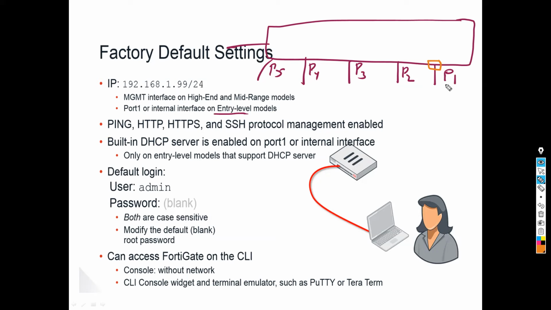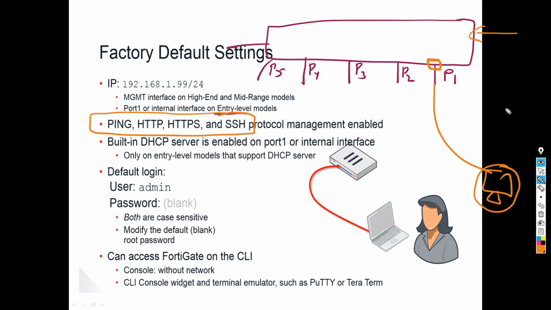But by default, on port number one, these services are enabled, only on port number one. So you can connect your management PC with port number one. You can take a console for this firewall device. You can configure an IP address on port number one, and the same series of IP you can configure here. You can verify your connectivity. And yes, you can manage through the graphical page or through the CLI option.